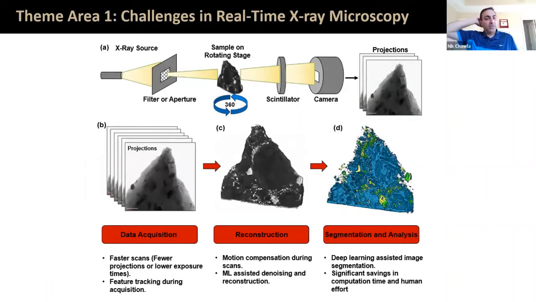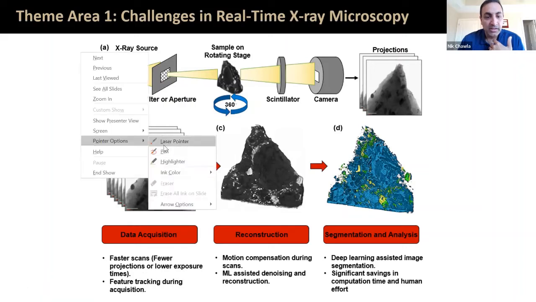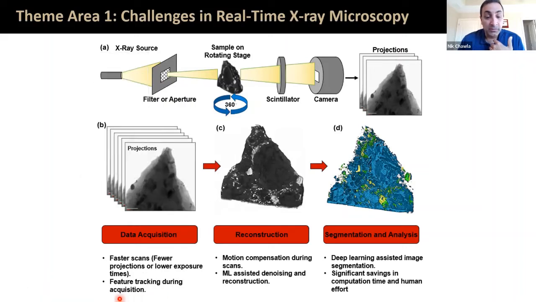So, let me focus on theme one, and these are some of the challenges that I see. On the data acquisition side, we need to think about faster scans. So we'd like to use fewer projections. We should be able to track features automatically. This is where a lot of the AI comes in.